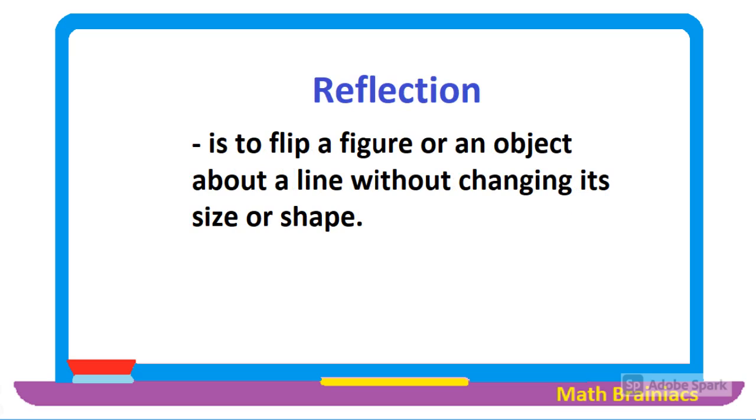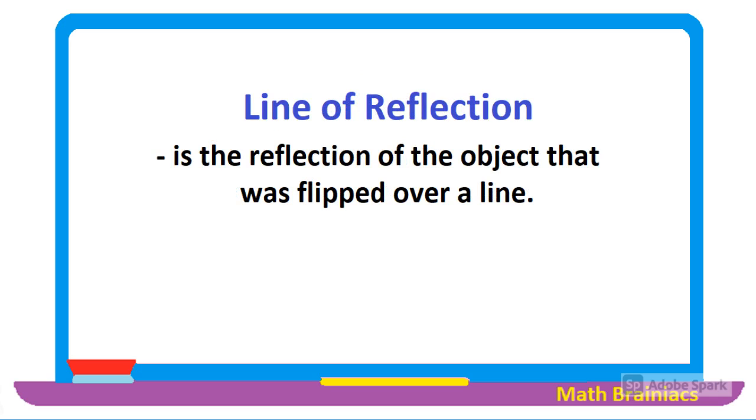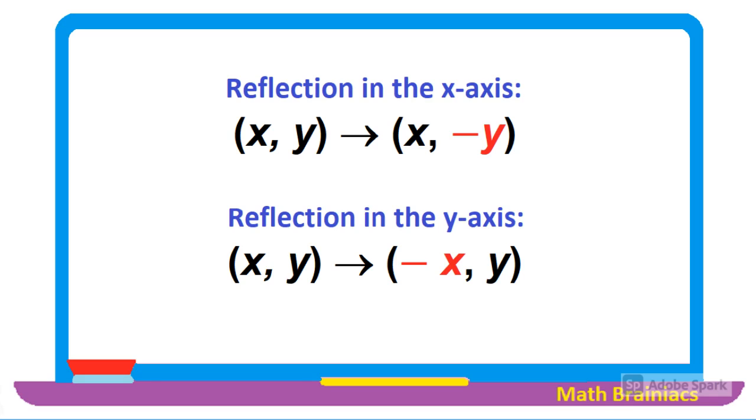I want you to remember this. A reflection is to flip a figure or an object about a line without changing its size and shape. Line of reflection is the line over which the object was flipped. I want you guys to remember this.